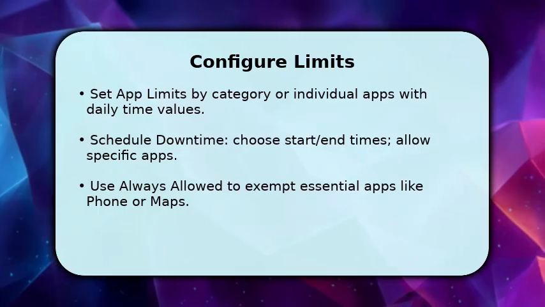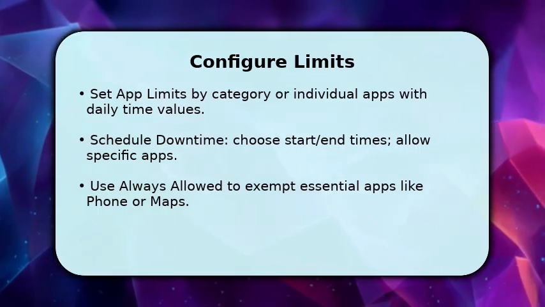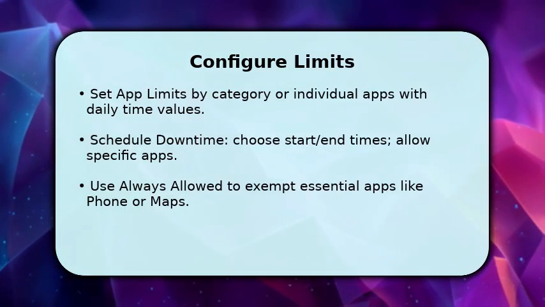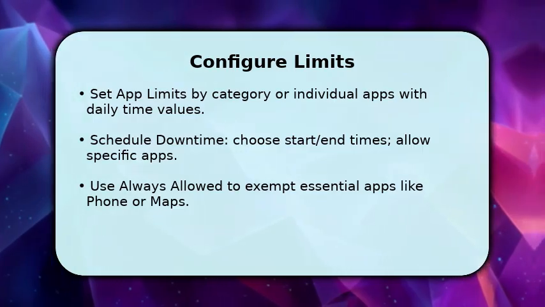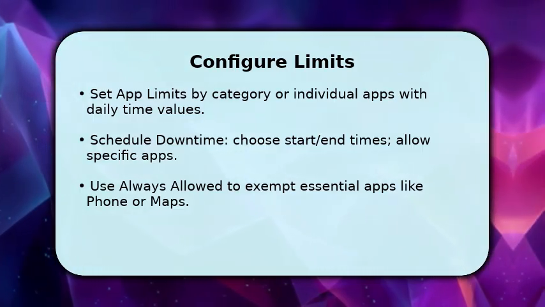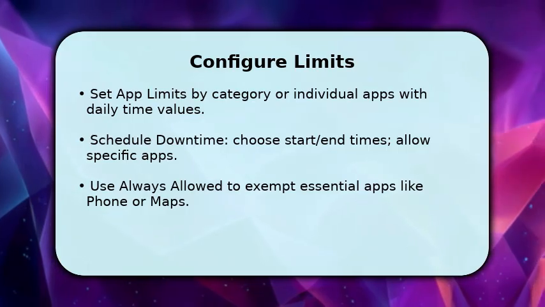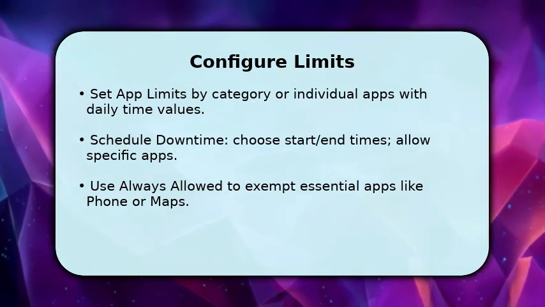Now configure the actual controls. Tap App Limits and add categories or individual apps, then assign daily time allowances. Start small and adjust. Once limits exist, schedule downtime to block most apps during chosen hours.